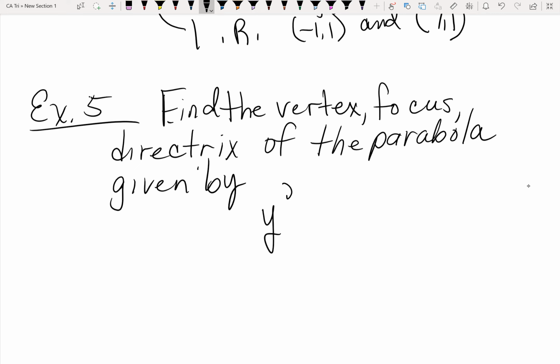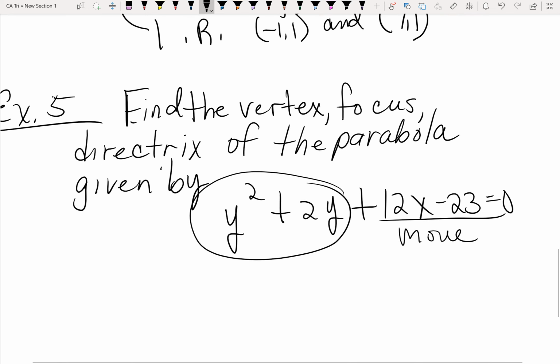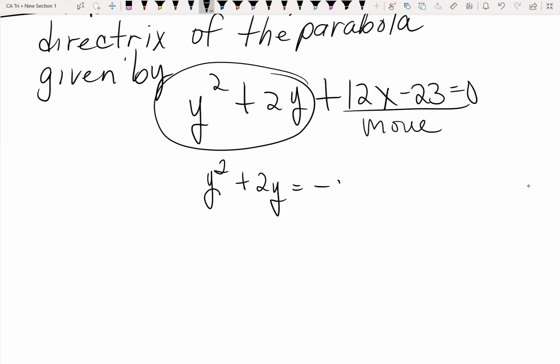so if I have y squared plus 2y plus 12x minus 23 equal to 0, I want to graph this by combining all like terms on one side. So I'm going to keep this on this side, and I'm going to move all of this that's strange to the y on the opposite side. So in doing so, this equation becomes y squared plus 2y is equal to negative 12x plus 23.